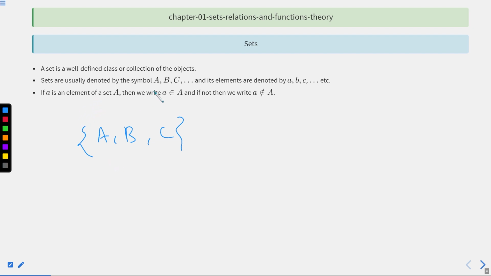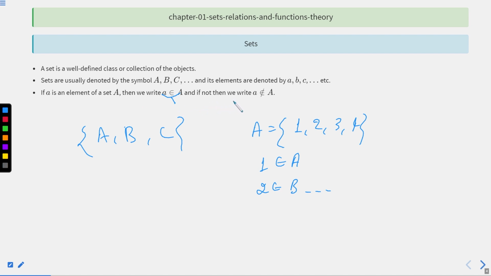Sets are usually denoted by capital letters A, B, C. And the elements of the sets are denoted by small letters such as a, b, c, etc. If a is an element of set A, then we can write a belongs to A. This symbol is known as belongs to. Suppose we have set A and elements are 1, 2, 3, 4, right? So we can write 1 belongs to A, right? And 2 belongs to A, etc.